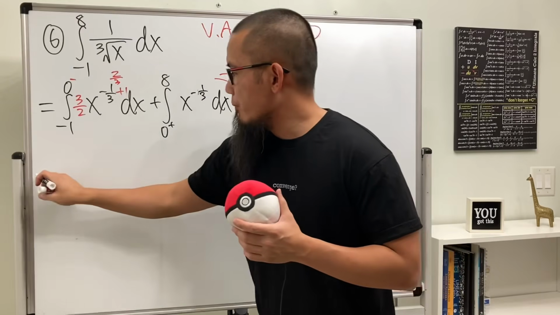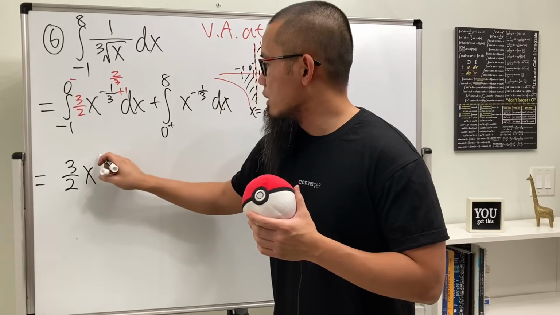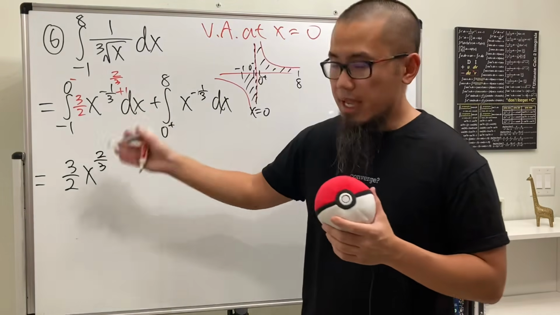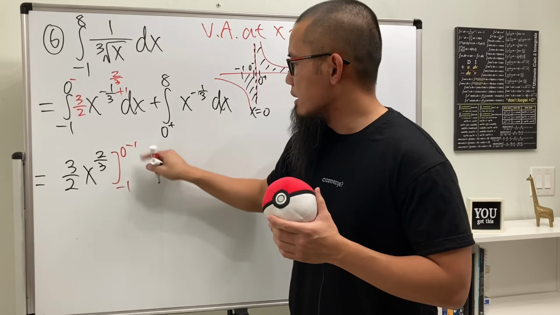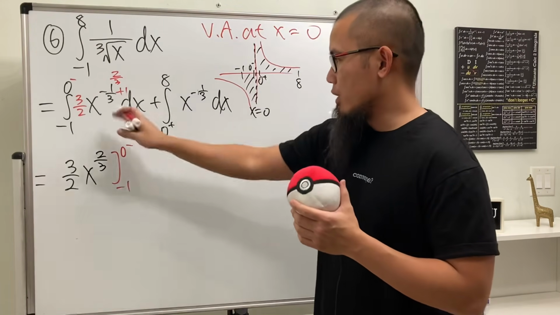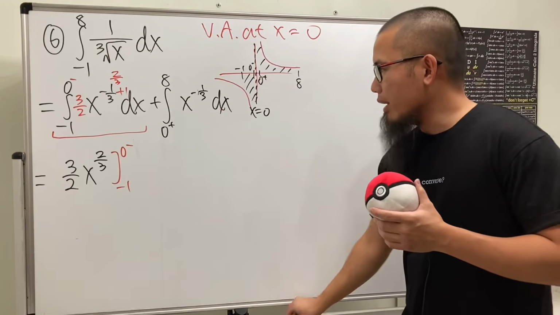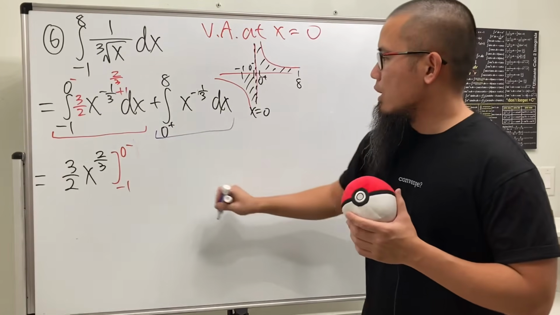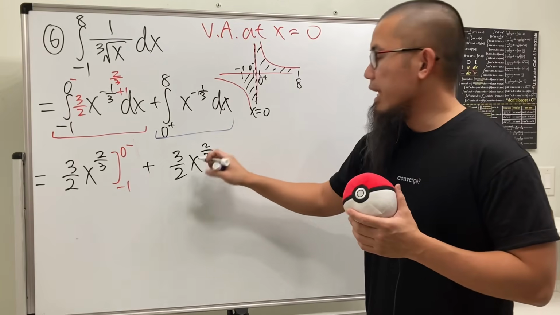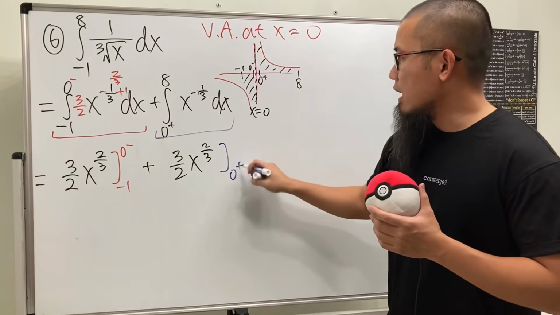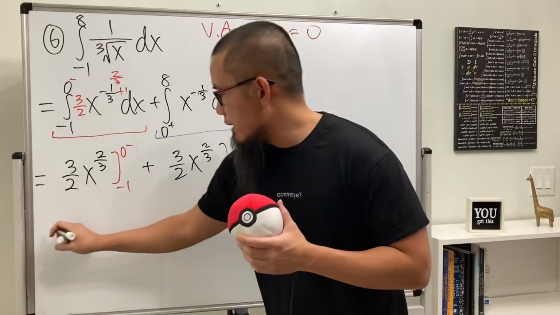All right, so for the first one, we get 3 over 2 and then x to the 2 over 3. And then we will have to plug in numbers, right? So plug in -1 and plug in 0 minus. That will be the first part right here in red. And then for the second one, I will do this in blue. I'm going to add 3/2 x to the 2/3, and then we will have to plug in 0 plus and then 8.